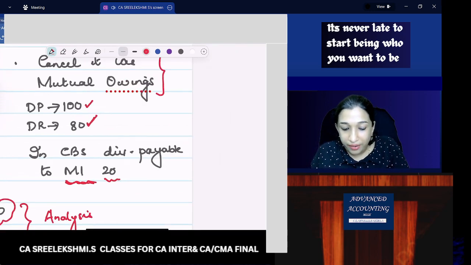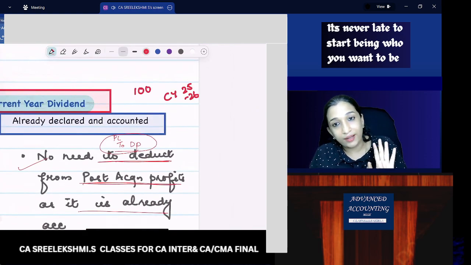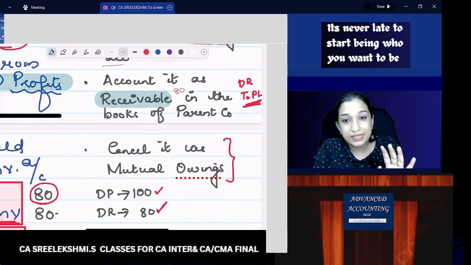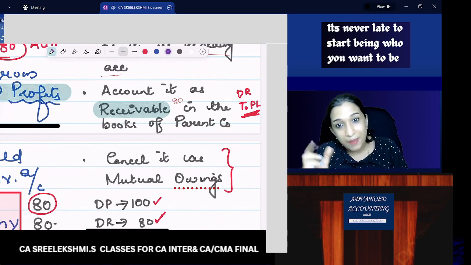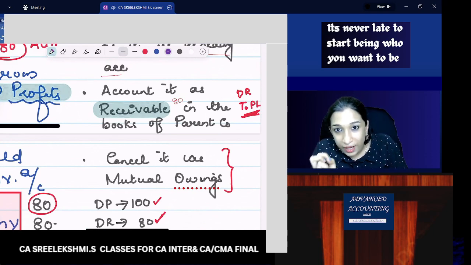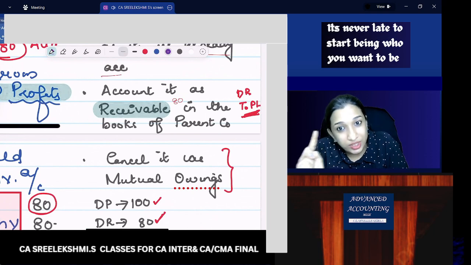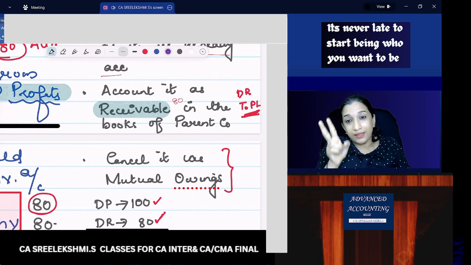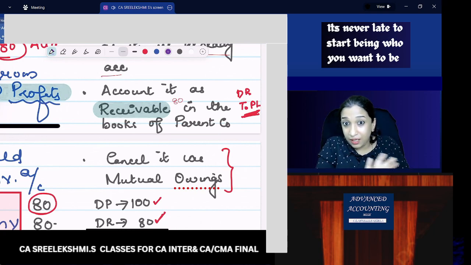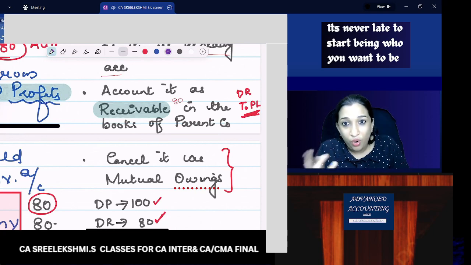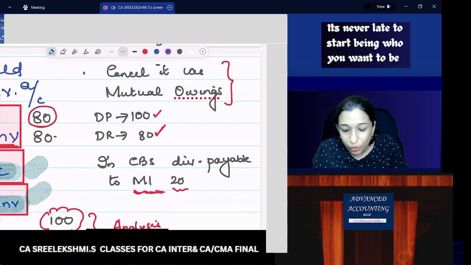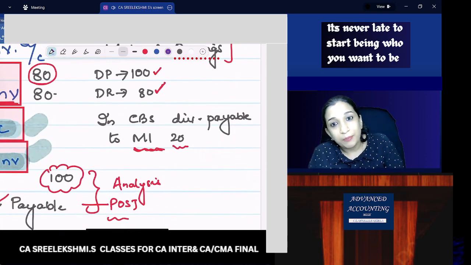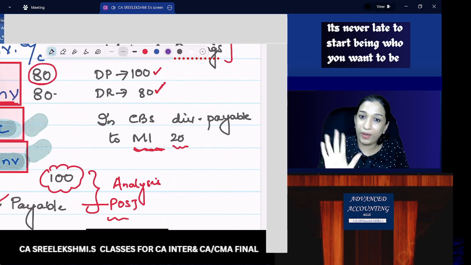Dividend already accounted for the current year. In the subsidiary company's balance sheet, there is a dividend payable. Holding company should account its share because it is post acquisition dividend. So add to holding company's profits. Then there is a dividend payable in the books of subsidiary, and a dividend receivable in the books of holding. Now it will be mutually cancelled. Payable and receivable to the extent of 80% will be mutually cancelled, and only 20 will appear in the balance sheet as payable to minority interest.